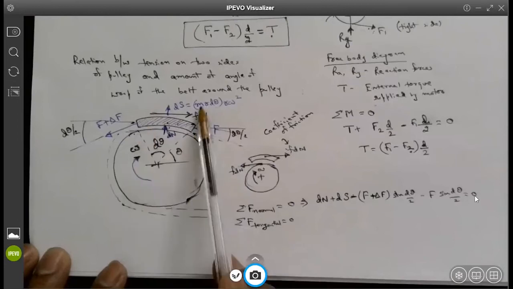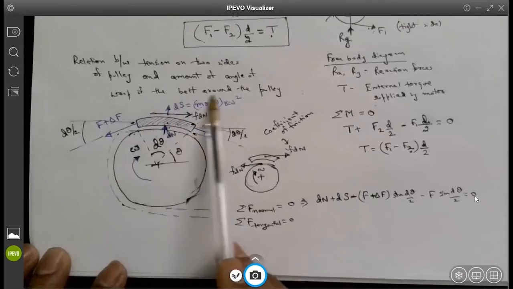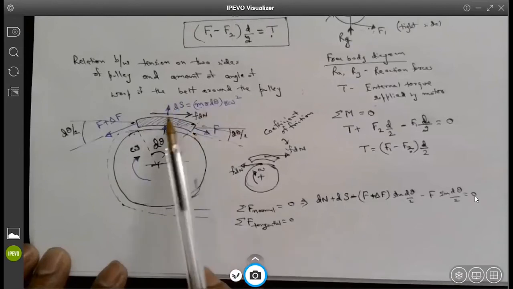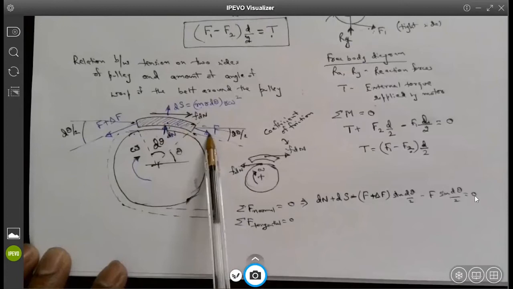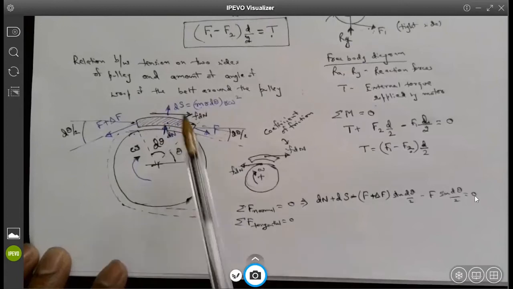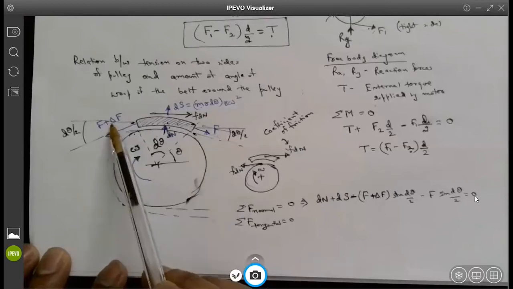This m is mass per unit length times r dθ. r dθ is the length of this differential element. So this is the centrifugal force of this differential belt element. Frictional force will be coefficient of friction f times the normal reaction, and the belt tensions. I don't know what F1 and F2 are at this point of time because we are working on a differential small segment. So I assume that I have one tension F on this side and a small different tension of delta F on the other side.